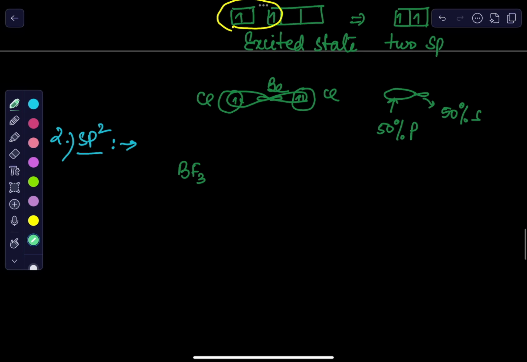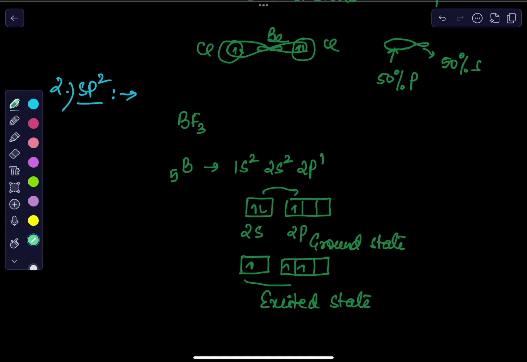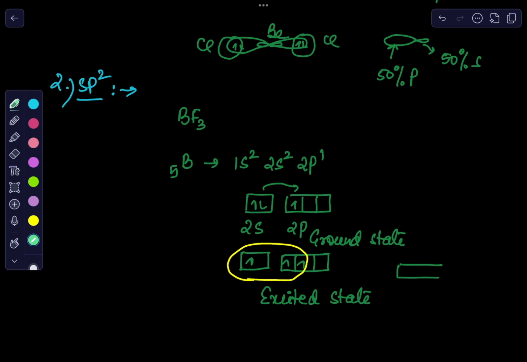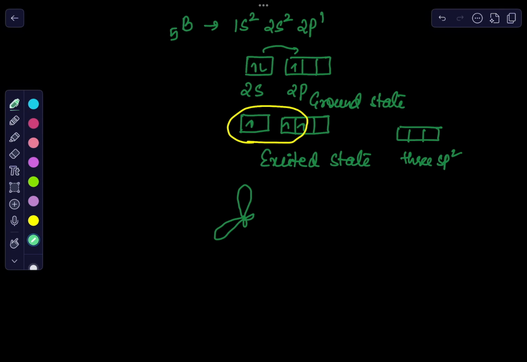Next case is sp2 hybridization, and the example is BF3. Boron has 3 electrons in the valence shell. 2 are paired, 1 is unpaired, so we have to split. We need 3 unpaired electrons, so 1 electron from 2s will jump to the empty 2p orbital. Thereby we now have 3 unpaired electrons in the excited state, and these 3 unpaired orbitals will hybridize together and form sp2 hybridization. These 3 hybrid orbitals will lie at an angle of 120 degrees with each other, thereby the molecule will be planar. The shape is trigonal planar.